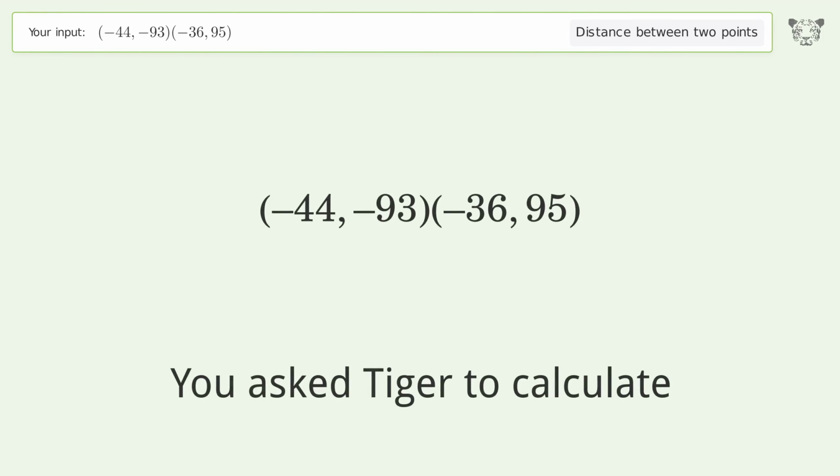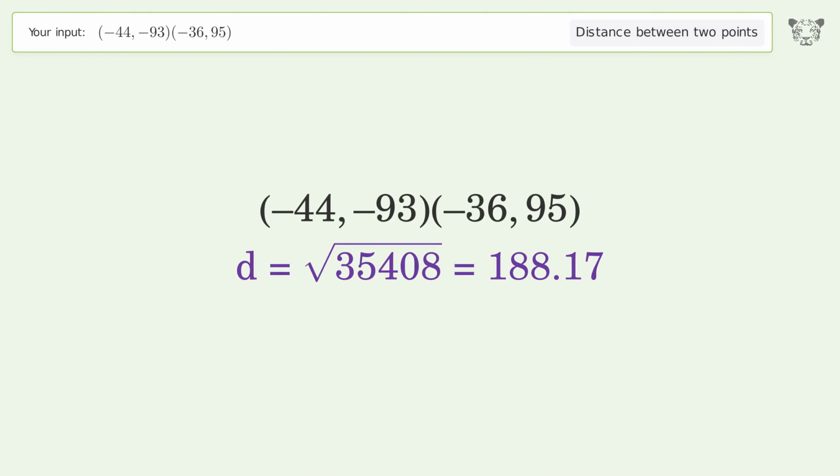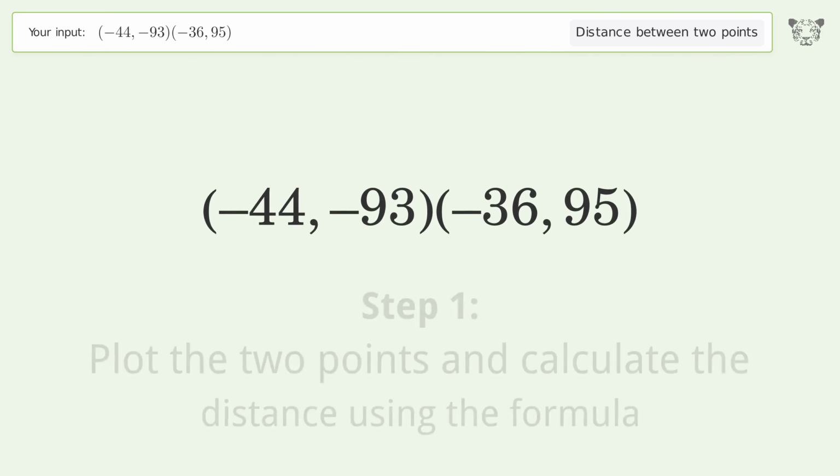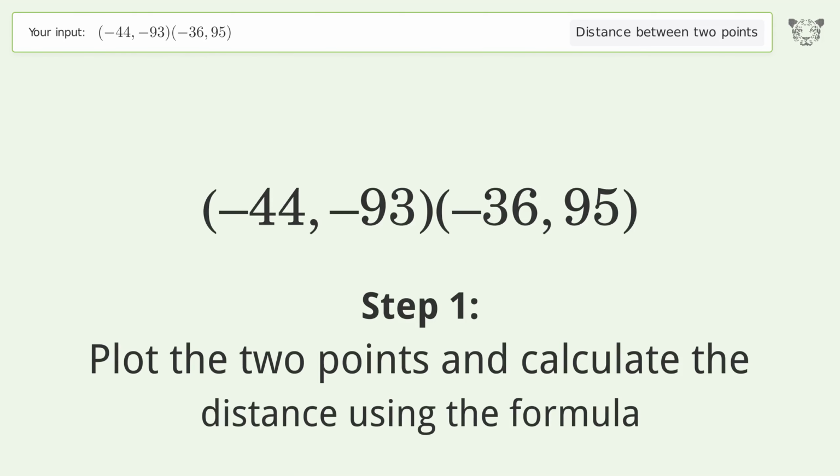You ask Tiger to calculate. This deals with the distance between 2 points. The distance between the 2 points is the square root of 35,408 or 188.17. Let's solve it step by step. Plot the 2 points and calculate the distance using the formula.